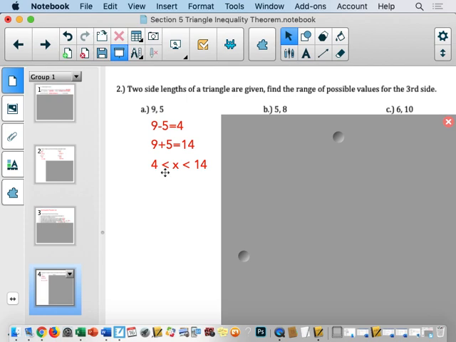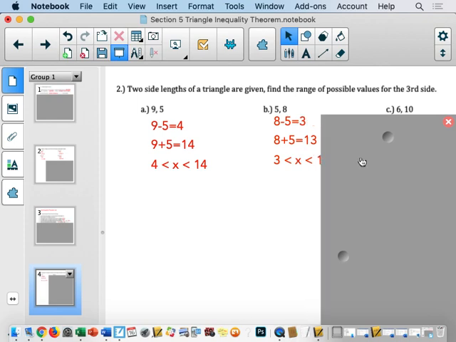Let's say my two given lengths are 5 and 8. To find the smallest they could be, I can subtract them. For the largest, I'm going to add 5 and 8. So now my range is 3 to 13. My third side is x. It must be bigger than 3, but smaller than 13. So your inequality signs are both going to face this way. Go ahead and try C. Write down the answers you think C would be.